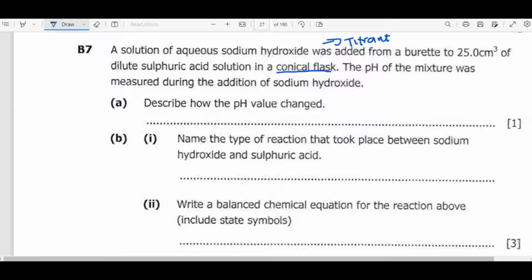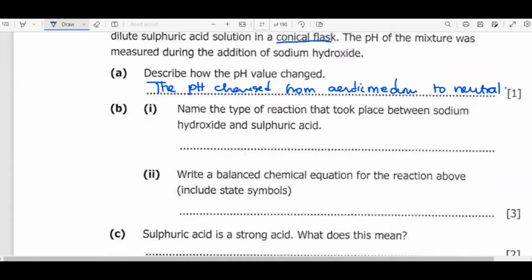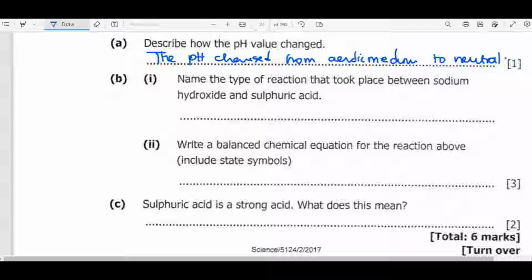So here we'll say the pH changed from acidic medium to neutral, and the neutral point is always considered as the end point of the reaction.